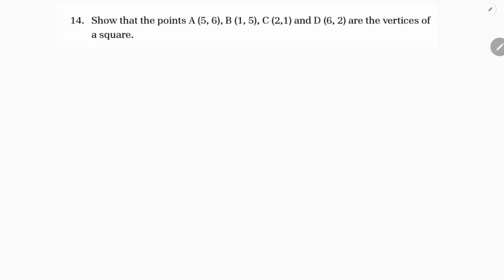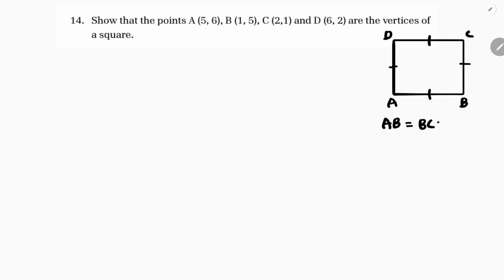Show that the points A(5, 6), B(1, 5), C(2, 1) and D(6, 2) are the vertices of a square. So we need to prove that all four points are the vertices of a square. To prove that it's a square, I'll prove all sides are equal. The lengths of all the sides: AB equals BC equals CD equals DA.